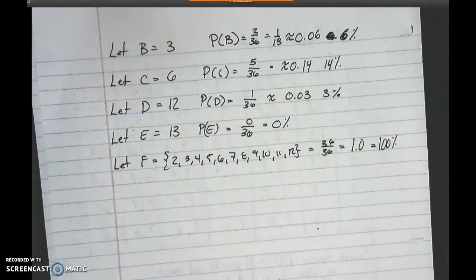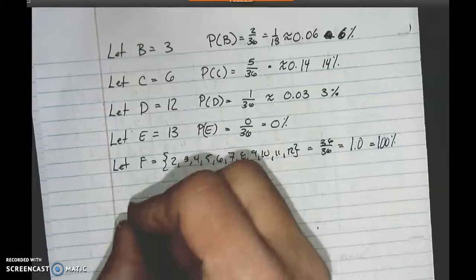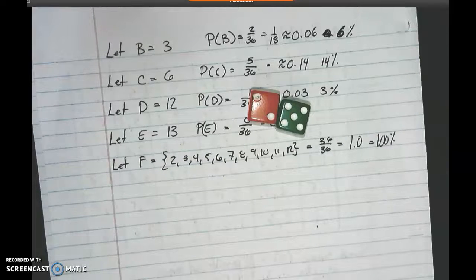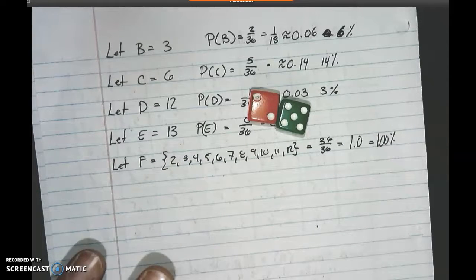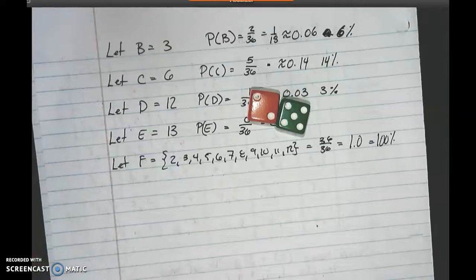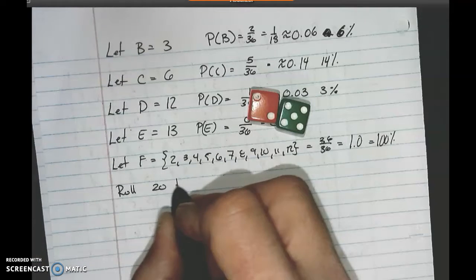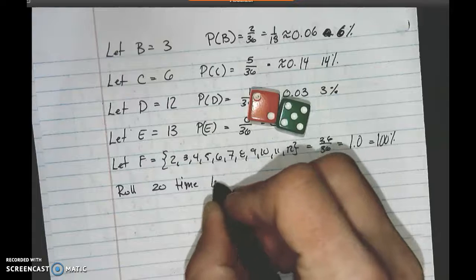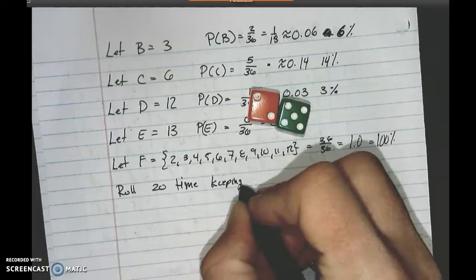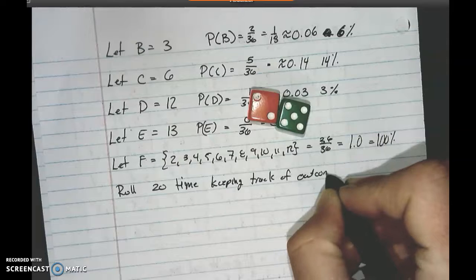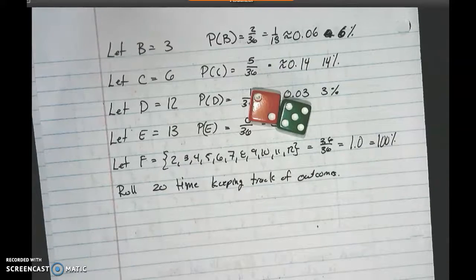Now, what I want you to do is see how close these dice are to what we're expecting to see on our table. I need you to roll 20 times, keeping track of outcomes. And then we're going to bring this together and tie it in a little bit with yesterday.